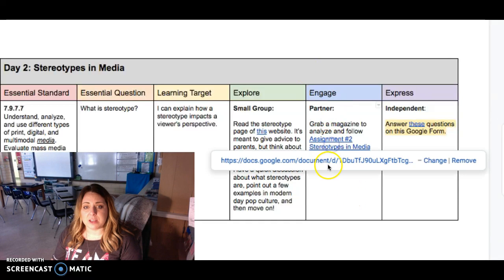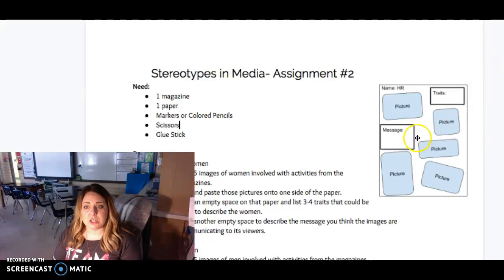If you click on this link and open it up, it'll take you to this page. This gives you all the directions. It tells you what you need. Okay, on my counter right now I have magazines, paper, markers, scissors, and glue. So you're going to need to grab some of that. And then you need a blank piece of paper.